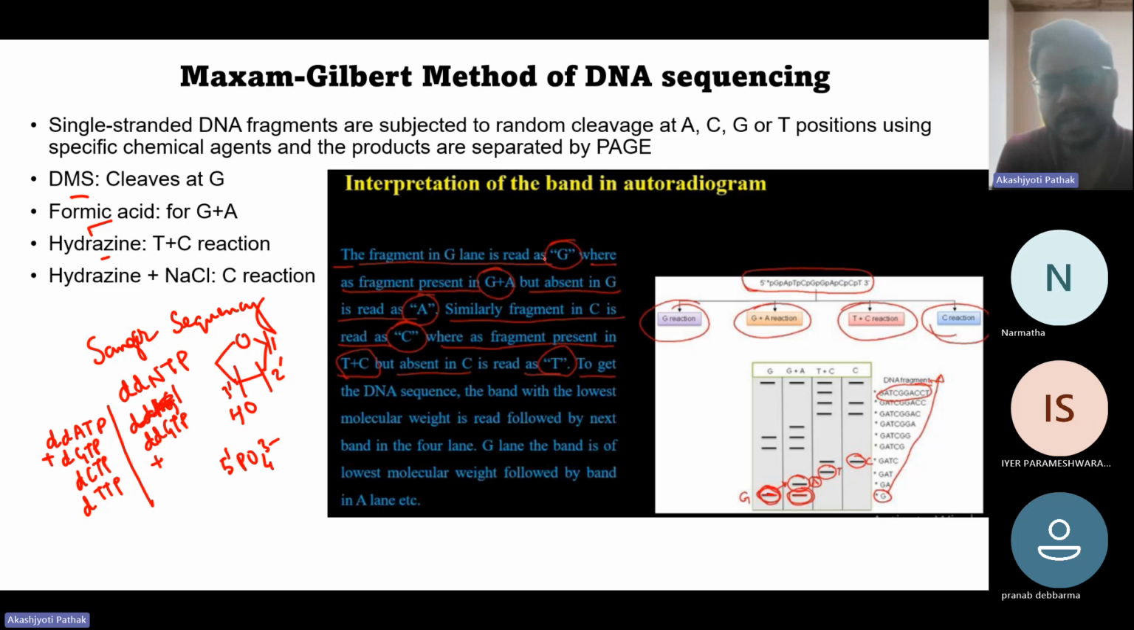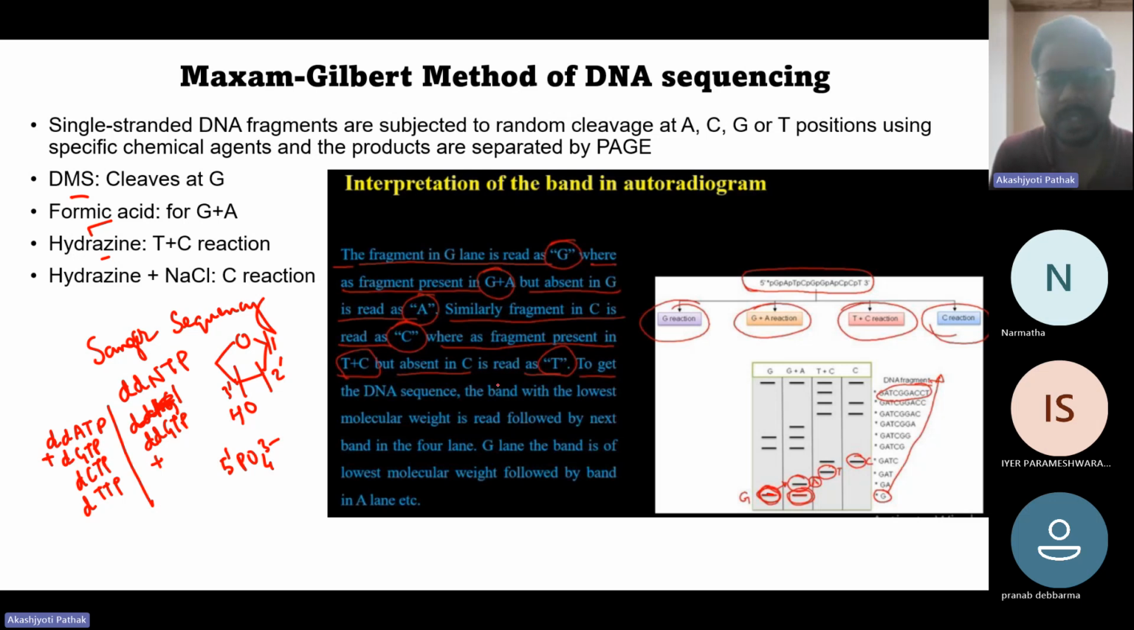The fragment in the G lane is read as G, whereas a fragment present in G plus A but absent in G is read as A. Similarly, a fragment in C is read as C, whereas fragments present in T plus C but absent in C are read as T.